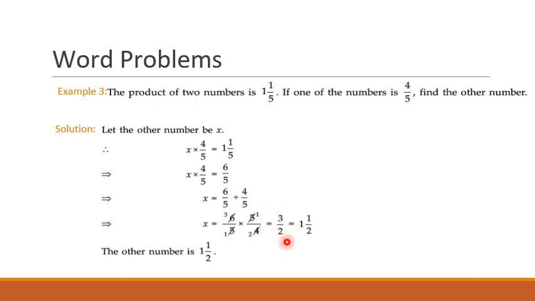Now again 3/2 is an improper fraction, so we convert it into a mixed fraction, which is equal to 1 1/2. So I can say the other number is 1 1/2. So in this way, when the product of two numbers is given and one of the numbers is given, then to find the other number we have to do the division operation.